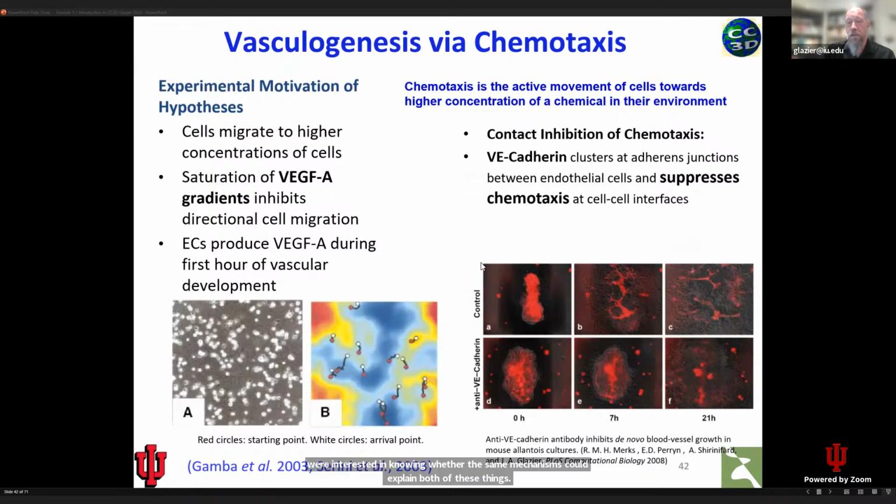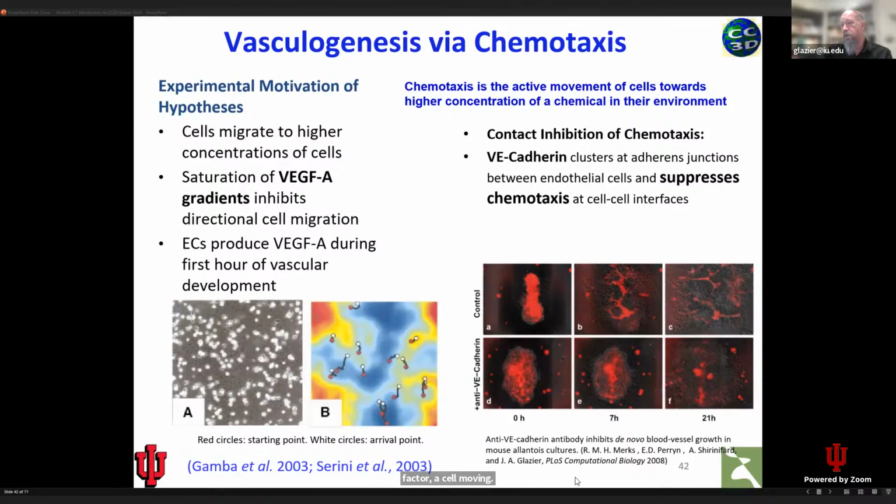There were experimental observations, which were analyzed by Gamba and Serini about 20 years ago, that found that in vitro, when you put the cells in a dish, cells migrate to higher concentrations of cells. They couldn't visualize the chemicals directly, but they suggested that the cells were secreting a chemical which attracted other cells. That's called autocrine or paracrine chemotaxis. They also noticed that if you put in too much of a particular growth factor, vascular endothelial growth factor A, cells stop moving. So that suggested that might be the signal.